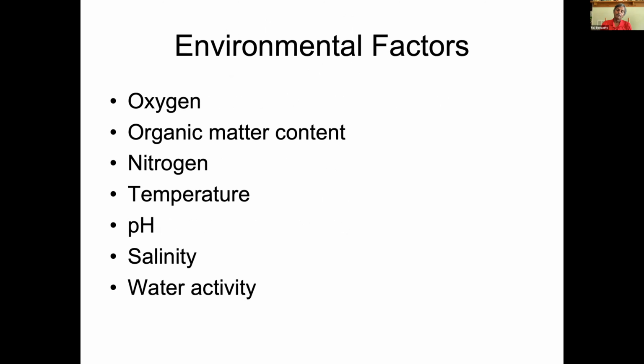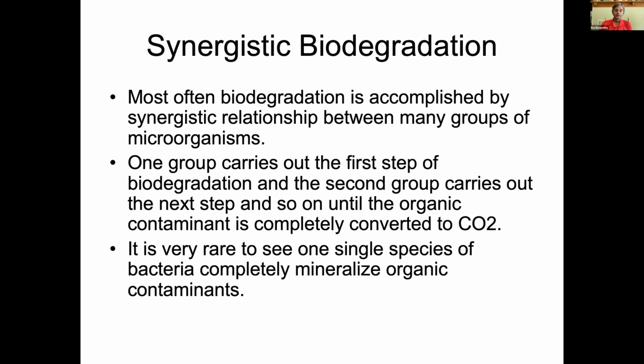Some of the common physical factors are the oxygen requirement, organic matter in the environment, nitrogen, phosphorus, temperature, pH, salinity, and water activity. All these factors dictate how fast a chemical disappears from the environment. Another factor in bioremediation, in biodegradation, is that when a compound degrades, it's mostly by a synergistic method.